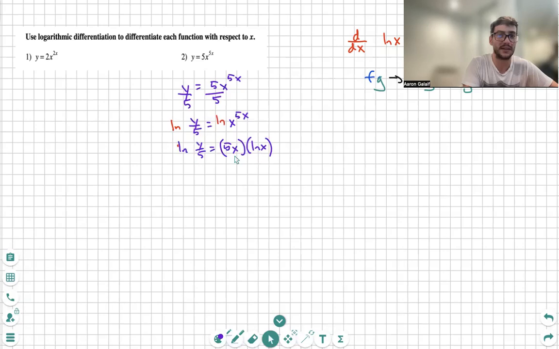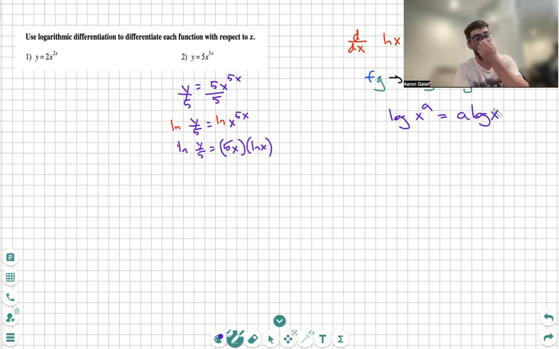Does that make sense? Because we know in logs, and I'll write the rule right now, log x to the power of a is equal to a log x. And that applies to ln's as well. So that's what we do.